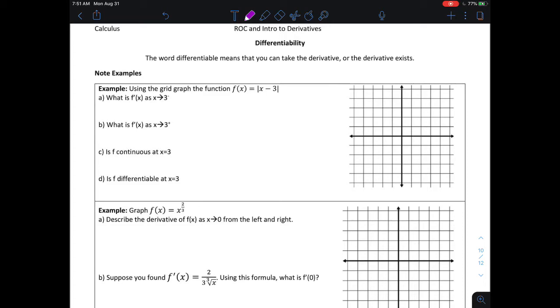Okay, and so in this video, we're going to be focusing on the term differentiability. And hopefully by the time we get to the end, we'll be able to have a better understanding of what it means for a function to be differentiable or not.